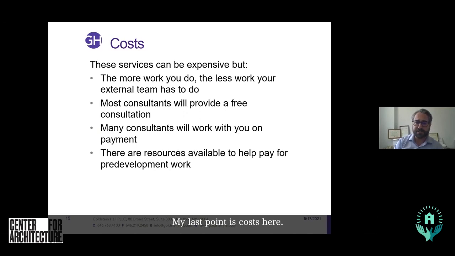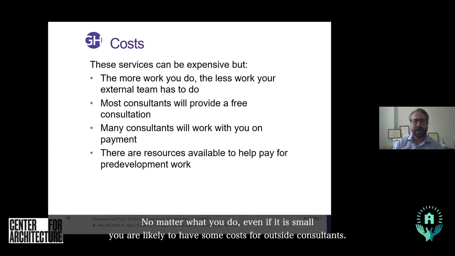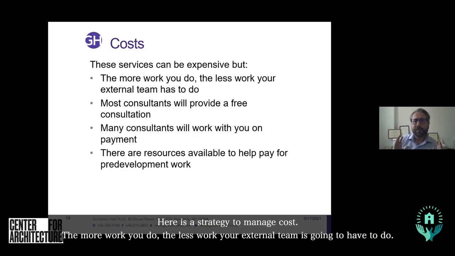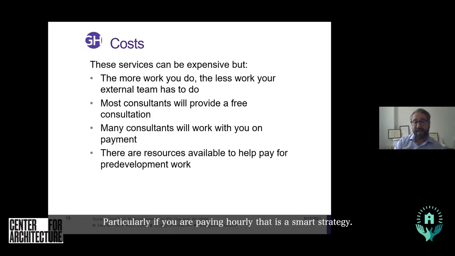My last point is costs here. So, right, in my first slide, there are legal risks and costs. No matter what you do, even if it's small, you are likely to have some cost for outside consultants, whether they be architects or attorneys or owners reps or others. Here's a strategy to manage cost: the more work you do, the less work your external team is going to have to do, particularly if you're paying hourly, right? That is a smart strategy.